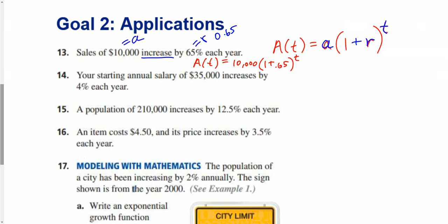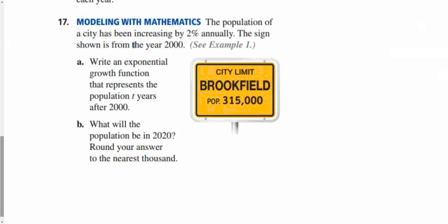Let's see what this one says. Let's do 17. This looks like an actual problem. It says the population of a city has been increasing by 2% annually. The sign shown is from the year 2000. So I already see 2%. What is 2%? That's the R, right? And that's the key word right there. Increase means when we use our formula, we're going to use plus. And we're not going to plug in 2. So 2 is like point like that. We got to move it 1, 2 like this. So it's actually 0.02 when we plug it in.